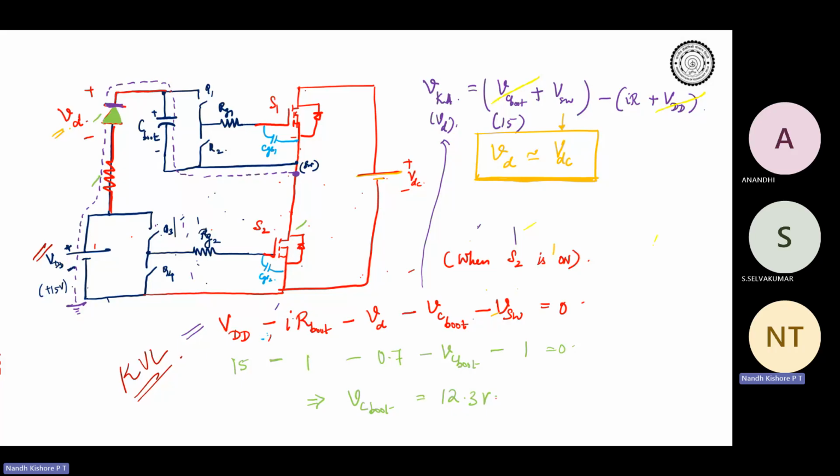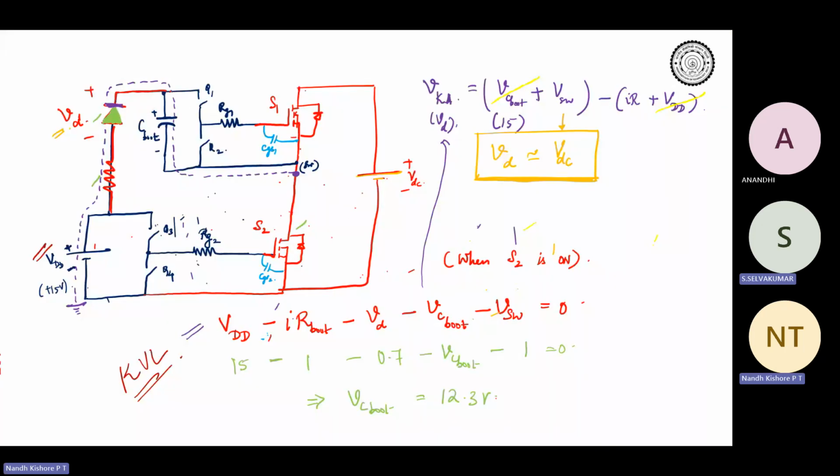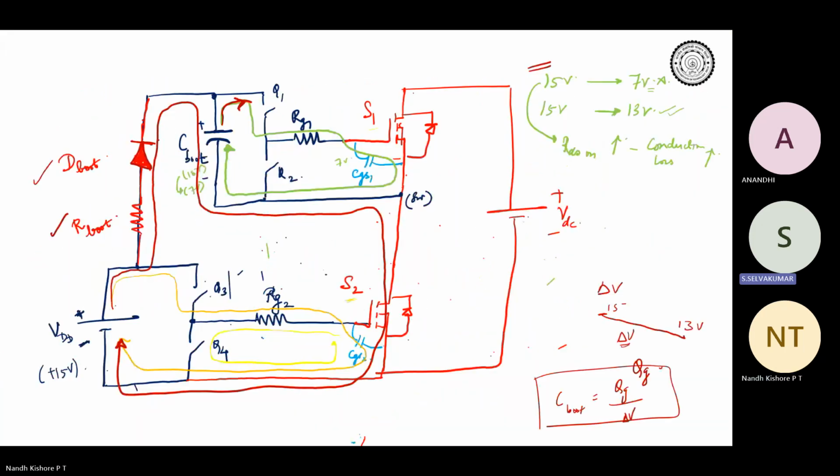Any doubt so far in the bootstrap circuit? Sir, I have one doubt, not in the circuit. What happens if either switch S1 or S2 fails to operate? Means any short circuit occurs or a device is not working properly. What happens to the circuit? What happens to the elements connected to it?